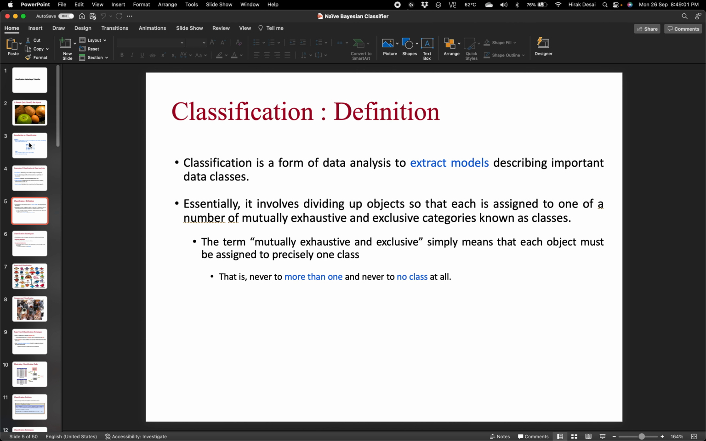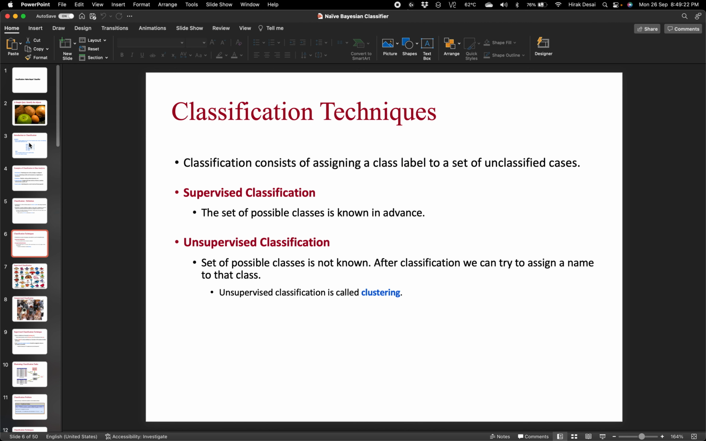Definition of classification. Classification is a form of data analysis to extract models describing important data classes. Essentially, it is dividing objects so that each is assigned to one of a number of mutually exhaustive and exclusive categories known as classes. The term mutually exhaustive and exclusive simply means that each object must be assigned to precisely one class. Classification techniques: classification consists of assigning a class label to a set of unclassified cases. Supervised classification: the set of possible cases is known in advance.